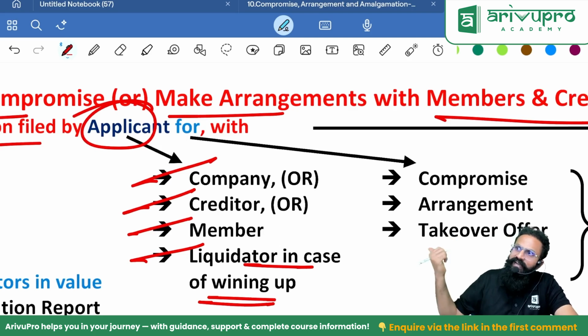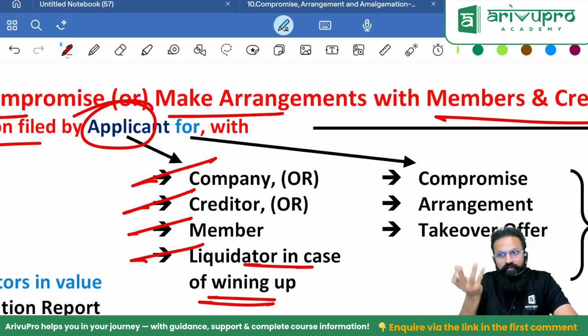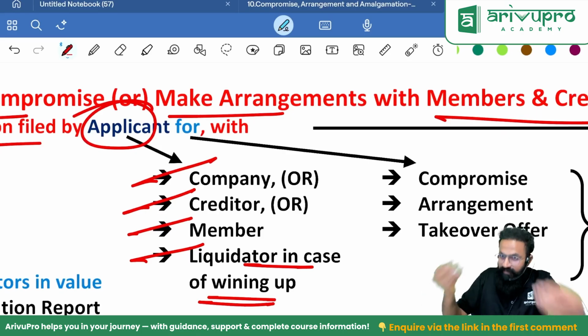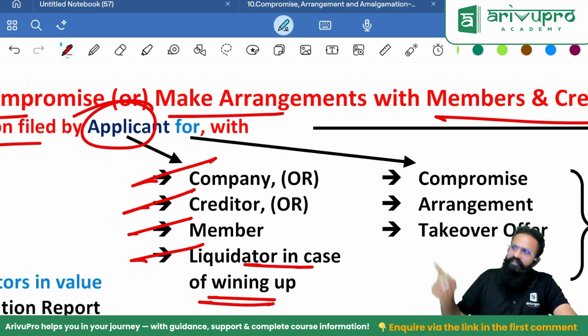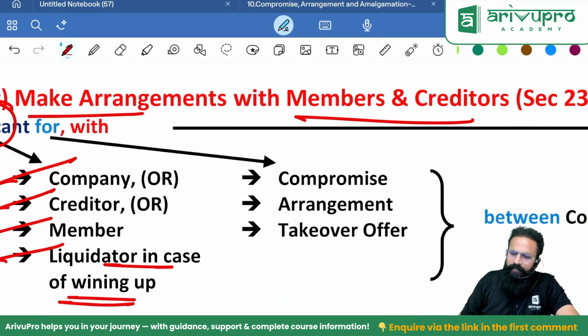Why is the liquidator coming in winding up? Even when the liquidator is coming, compromises will happen. Imagine I have 10 lakh rupees of debt and 2 lakh worth of assets. Whom should I pay? Whom should I not pay? There will be some compromises. That's why the liquidator is coming.